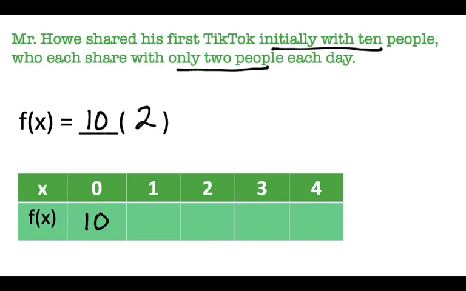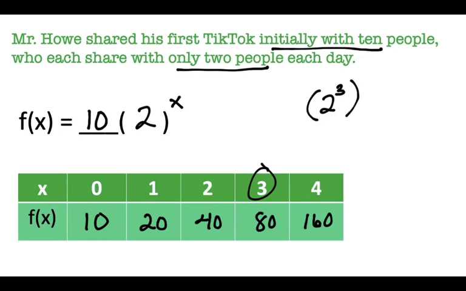So my numbers are doubling on this one because I have a 2 that's inside the parentheses. So if I double that, that means it's 20, 40, 80, 160. And that would be how you would calculate each one. Like, for example, I'm going to do the one when x equals 3. So that's 2 to the 3rd power times the 10 in front. 2 to the 3rd power is 8, and 8 times 10 is 80.